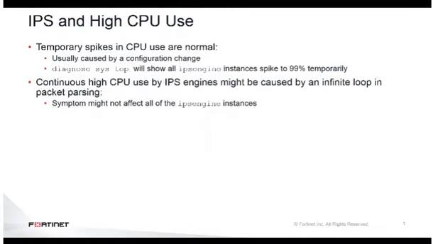Short spikes in the CPU usage by IPS processes could be caused by firewall policy or profile changes. These spikes are usually normal. Spikes might happen when FortiGate has hundreds of policies and profiles, or many virtual domains. Continuous high CPU usage by the IPS engines is not normal, and you should investigate it.